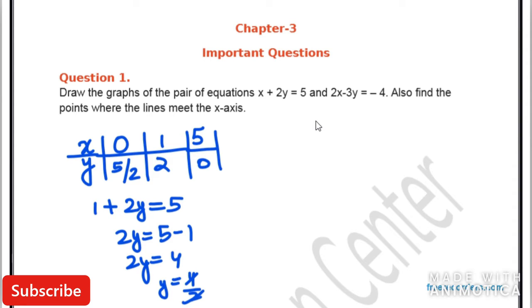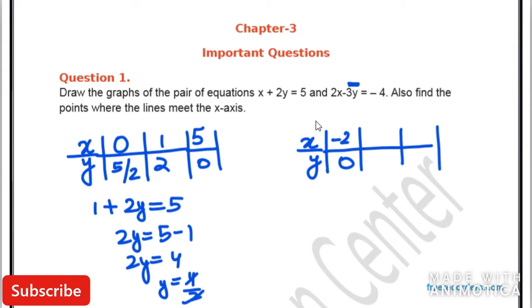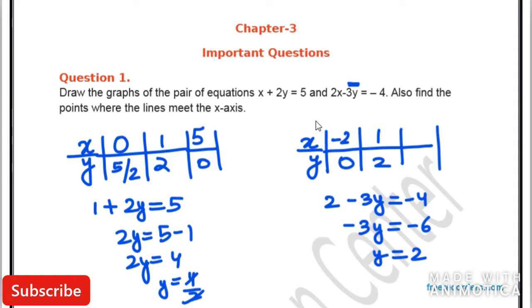Now for the second equation, I would be using 2x minus 3y equals minus 4. So let us take y equals 0 first. If y is 0, that means this term is 0. So it will be 2x equals minus 4, so x will be equal to minus 2. Now let's put one value, x as 1. So it will be 2 minus 3y equals minus 4. So it will be minus 3y equals minus 4 minus 2, which is minus 6. So y will be positive 2. So now we have solutions for both the equations. You can even keep x as 0 in this equation. So y will be 4 over 3.